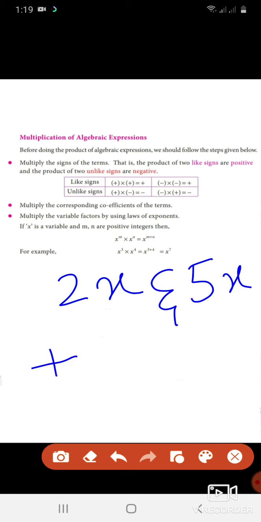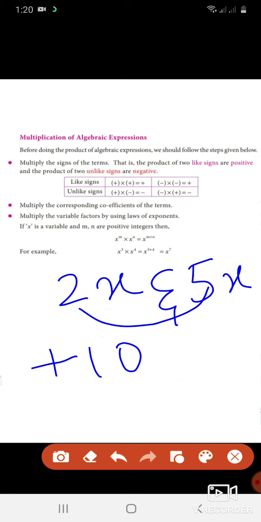Just multiply the numbers first. What is the second step? Multiply the corresponding coefficients of the terms. So we are going to multiply the coefficients. So 2 into 5, 2 5s are 10. And come to the third step. Multiply the variable factors by using laws of exponents. If x is a variable and m, n are positive integers, then x power m into x power n is equal to x power m plus n.